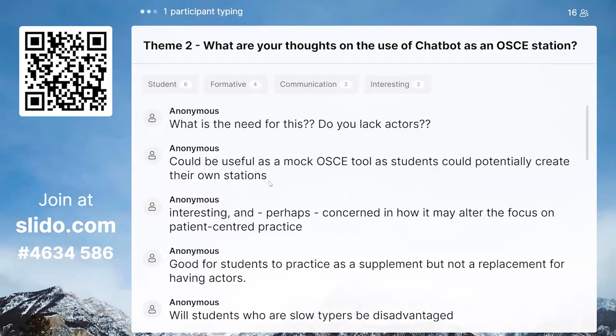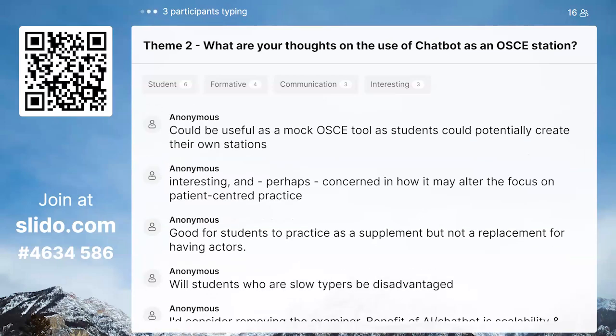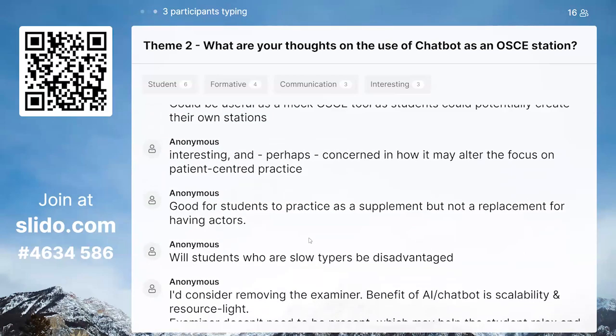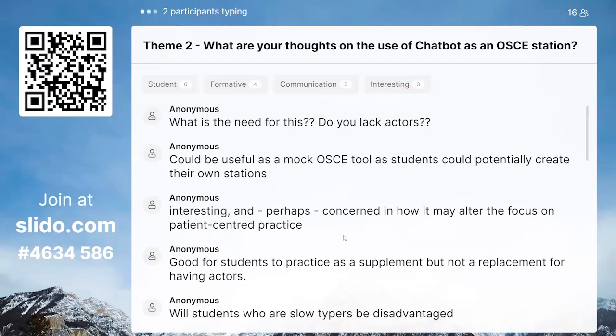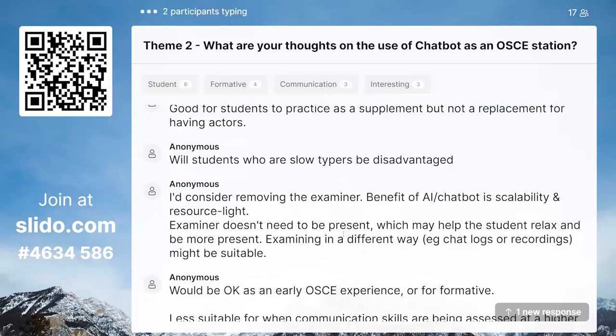Mock OSCE tool could potentially run their own stations. So we initially did try and do that, to run their own stations, but we ran quite a few mock OSCEs for 3rd, 4th and 5th years. And we felt that actually having a facilitator there or guide on the side was much more useful and intuitive. Do you lack actors? We'll go into that. So I think that we will deep dive into that a bit more.